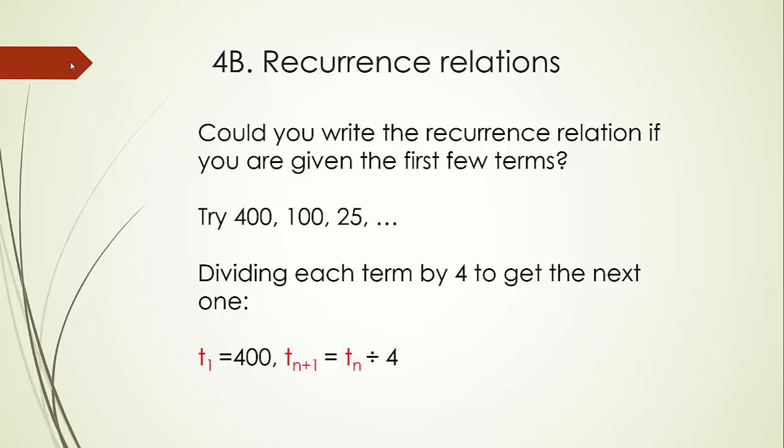Here we're just given the first few terms, 400, 100, 25. Well, we're going to know that we're dividing by 4 each time, or multiplying by a quarter. T1 is 400, the first term. Tn plus 1 is Tn divided by 4. Always follow that same structure.